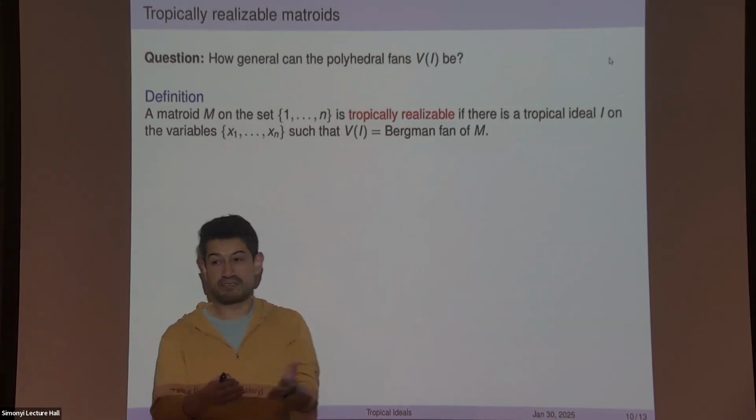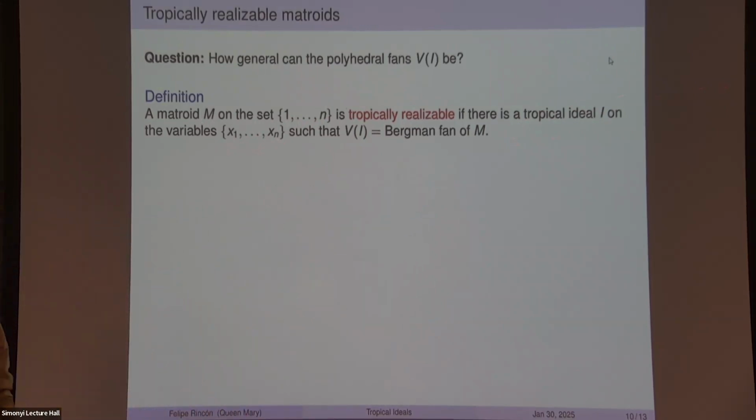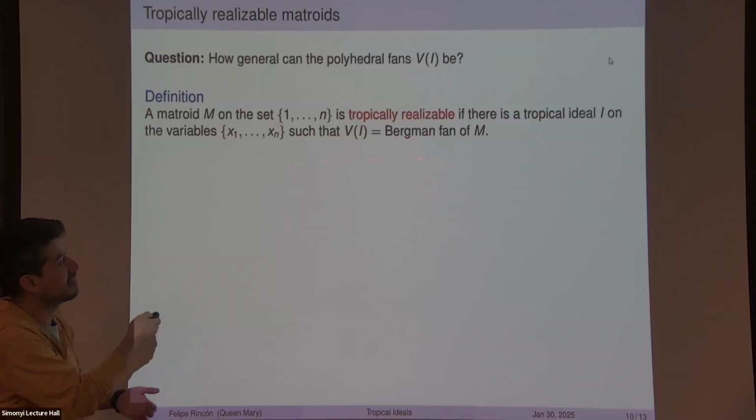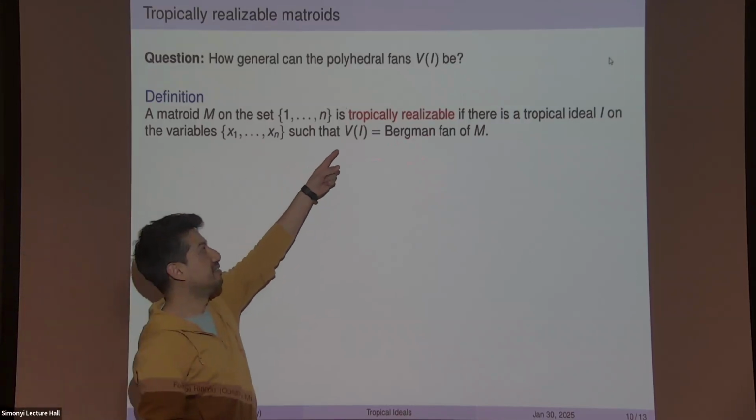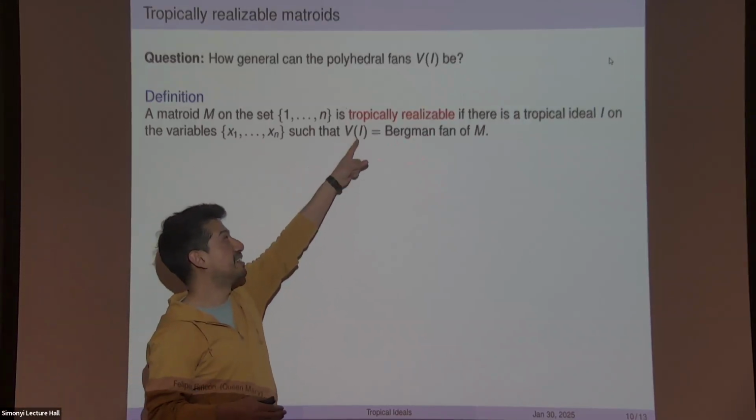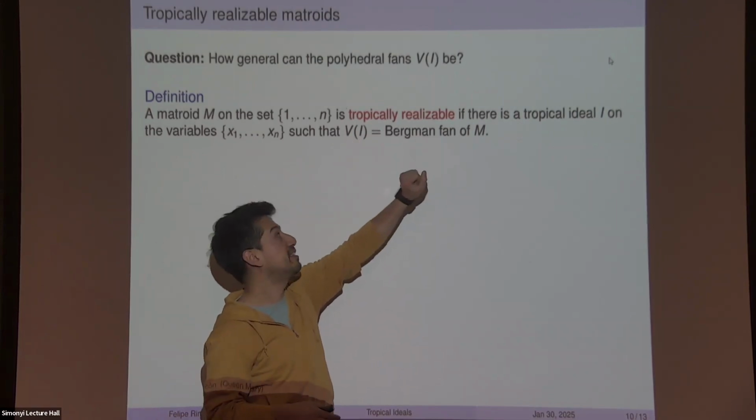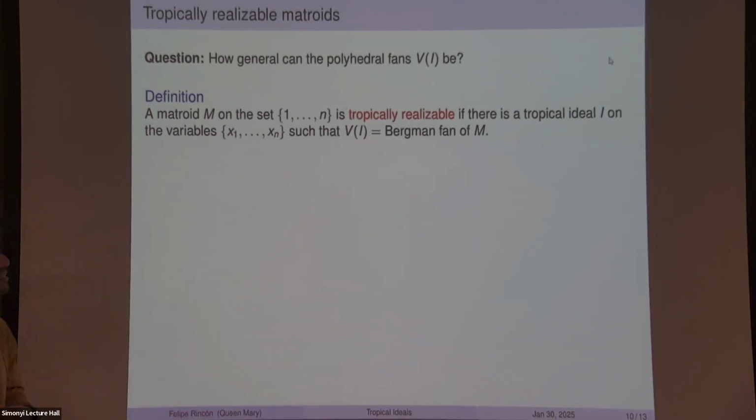Okay, so Bergman fans of matroids are balanced polyhedral complexes. There's a chance that they can be varieties of tropical ideals. What are the ones that you can obtain as varieties of tropical ideals? Those I want to call matroids that are tropically realizable. And you should think of this as generalizing the notion of linearly realizable. Linearly realizable is saying this, but for a classical ideal, where the variety of that classical ideal is the linear space of the matroid. And here we want to say the same thing, but maybe it's a bigger class.